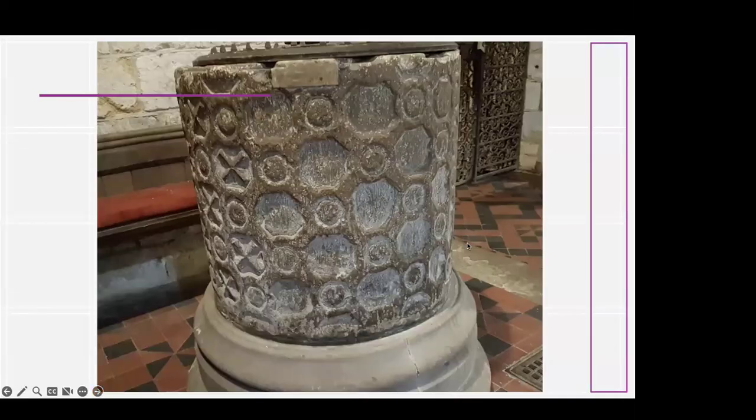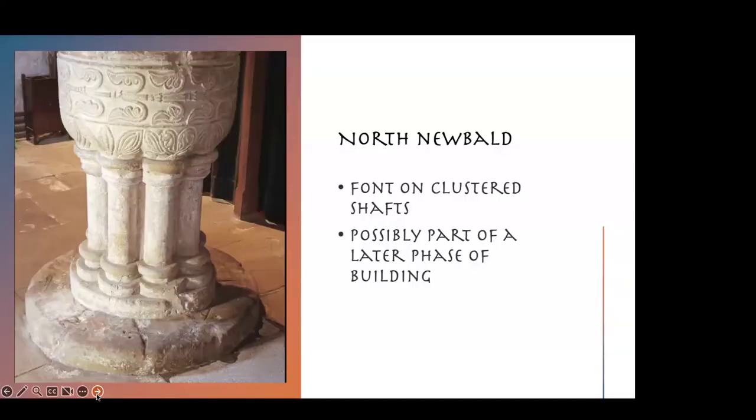Again, here we have the font at Weaverthorpe, and again, you have the geometric patterns. This must have taken some working out, because you have a different set of geometry in the different sections of the font. So that would have been set out rather carefully. And it seems, as you go around it, it seems to match.